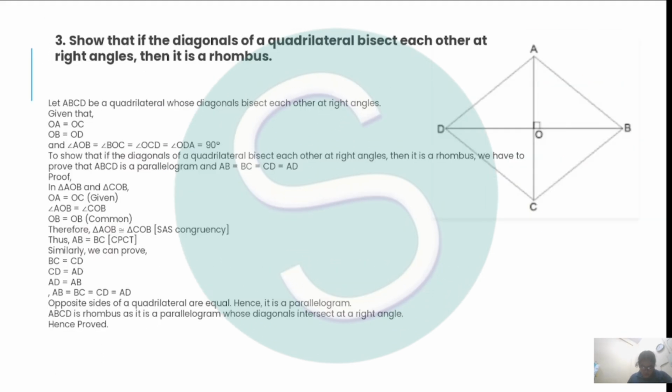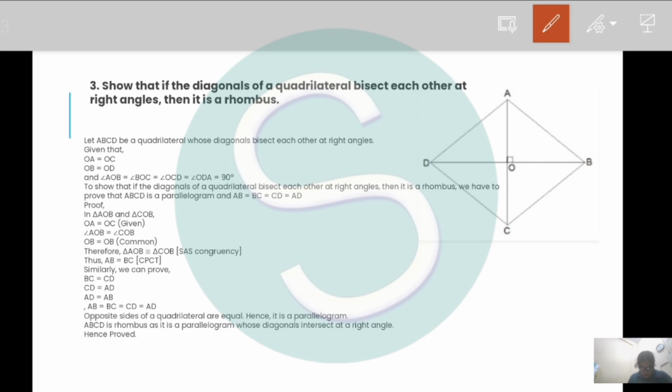Next question is, show that if the diagonals of a quadrilateral bisect each other at right angles, then it is a rhombus. Okay. So हमें given है कि एक quadrilateral है जिसके diagonals एक दूसरे को 90 डिग्री पे bisect करते हैं. That is this angle, this angle, this angle and this. All four are 90 degrees. And we have to prove that it is a rhombus.